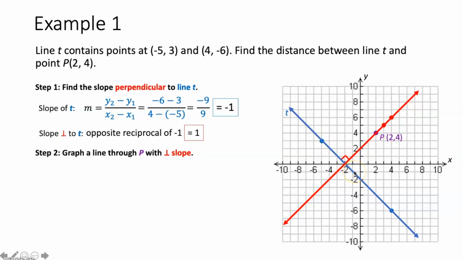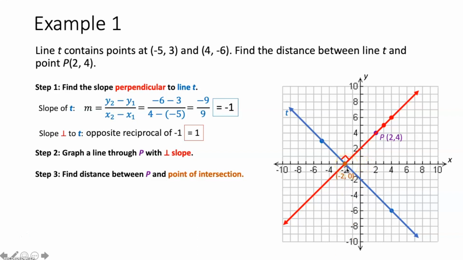The whole reason we did this is to get that line that went through P and was perpendicular to line T, because now we can find the distance between point P and the intersection of our perpendicular line and line T. Well, what is that point of intersection? It looks like -2, 0.